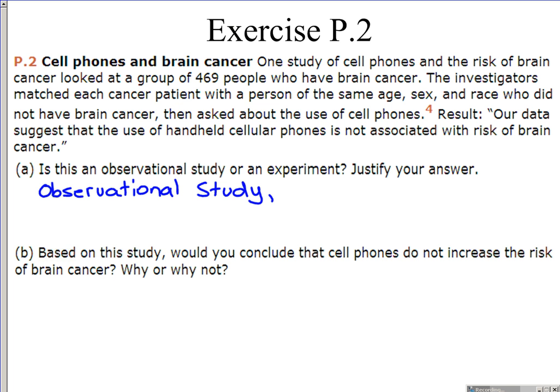The reason it's an observational study, remember, you're going to be able to identify the difference in the two on whether or not there is a treatment. In this case, there is no treatment given.